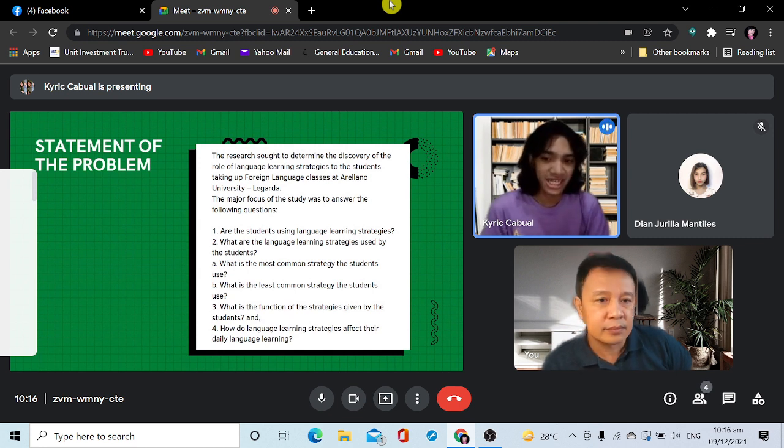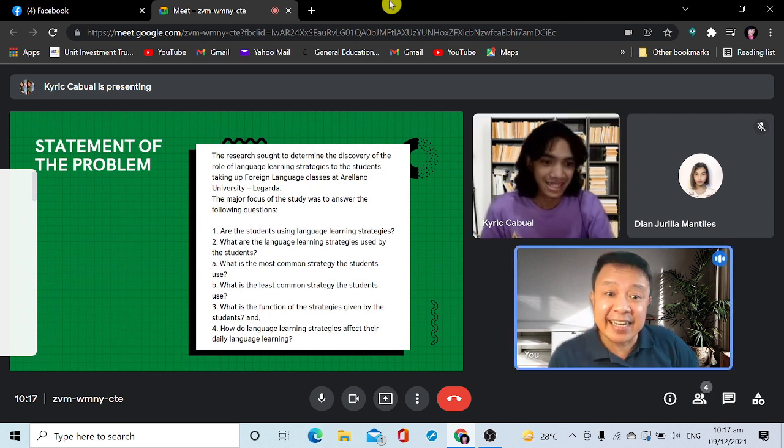I will be making use of a qualitative and a quantitative research. As for the instrument, Doc Ed, I have encountered this research by Oxford in 1987, if I'm not mistaken. He made use of this questionnaire called the SILL. Okay, you have a standardized instrument.